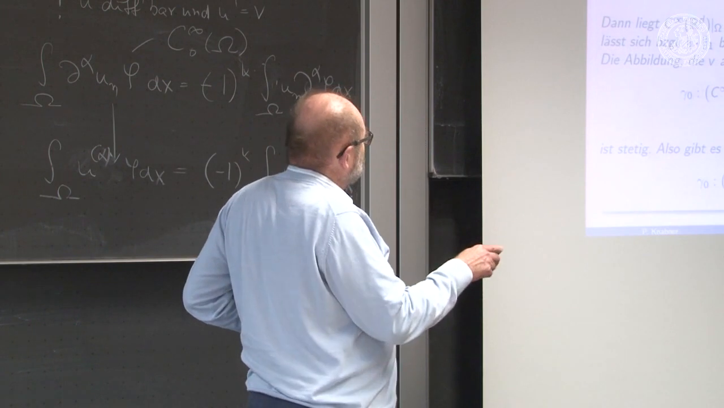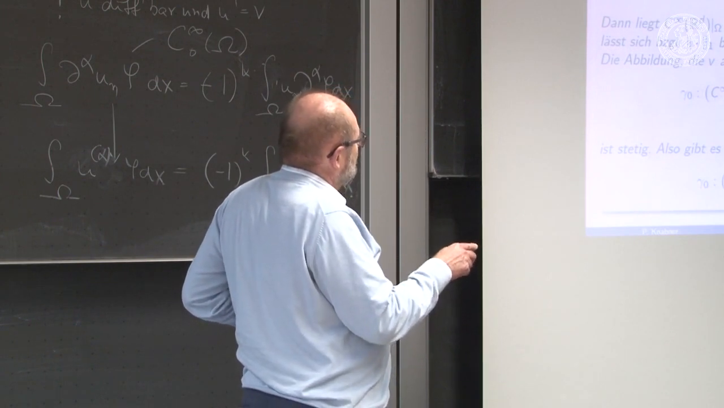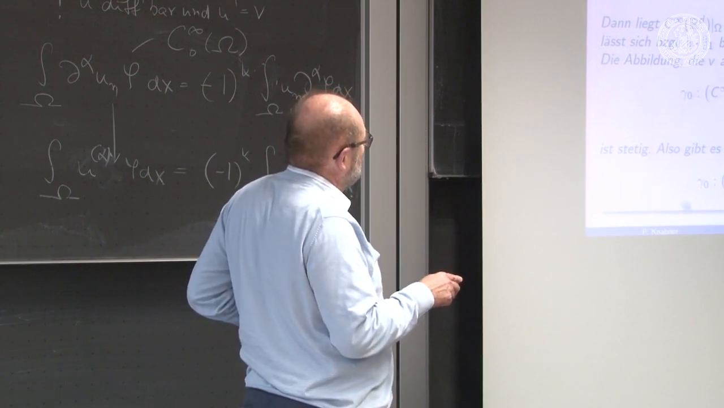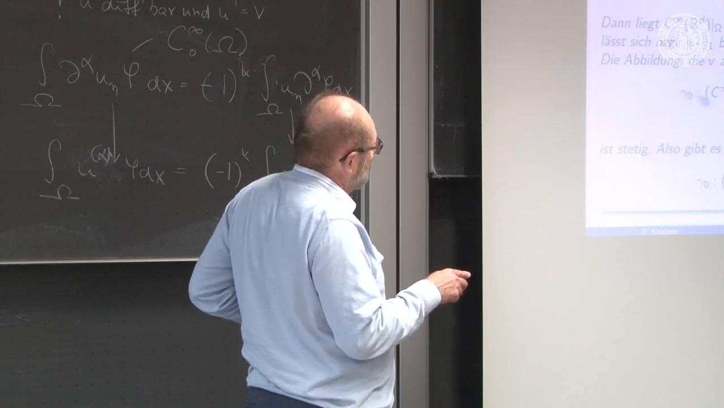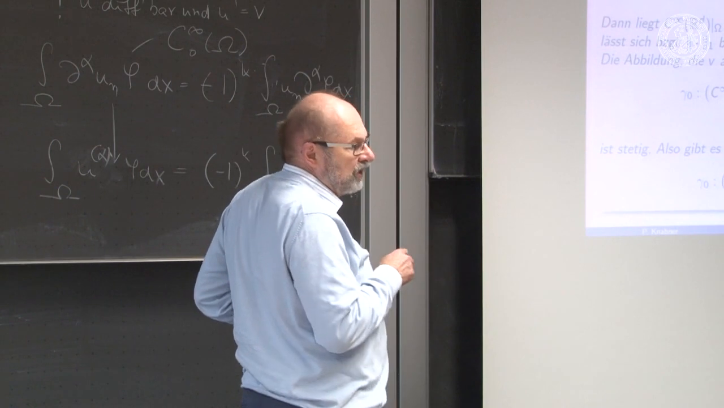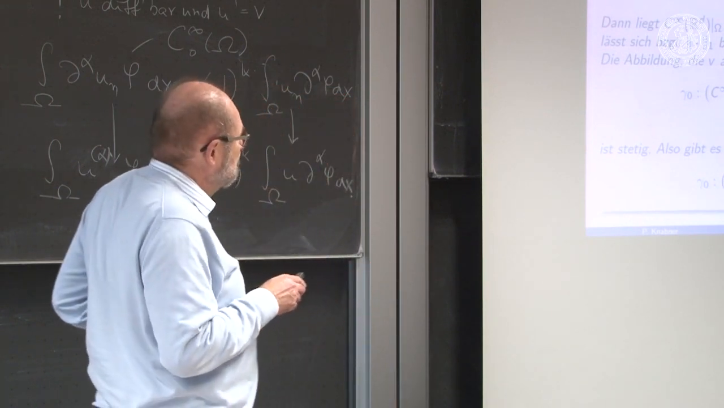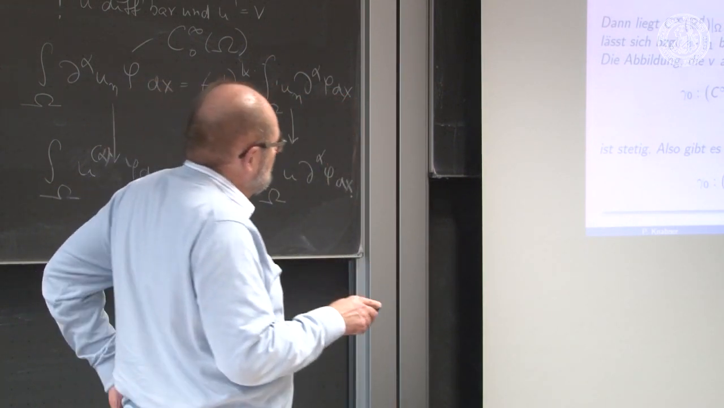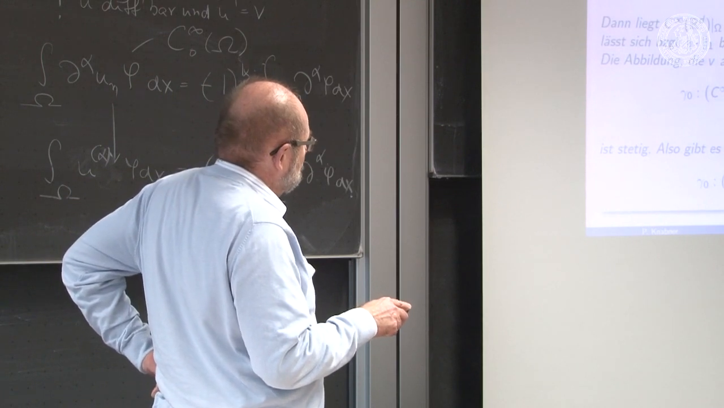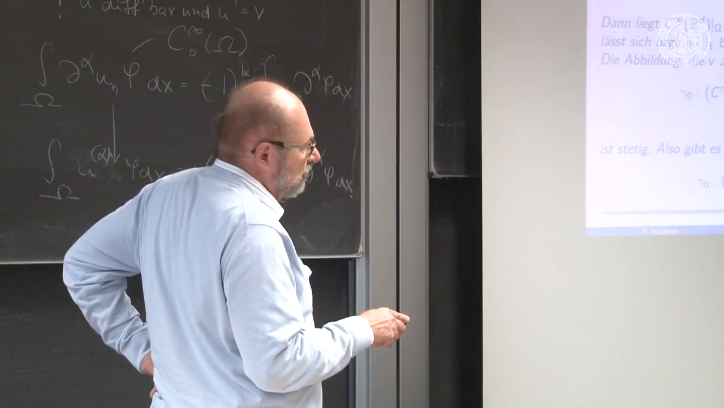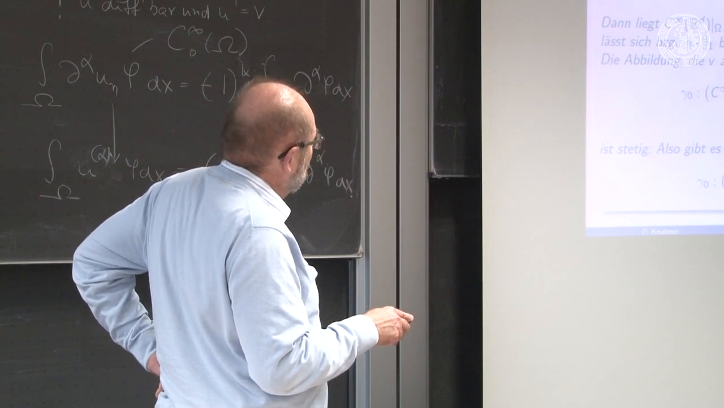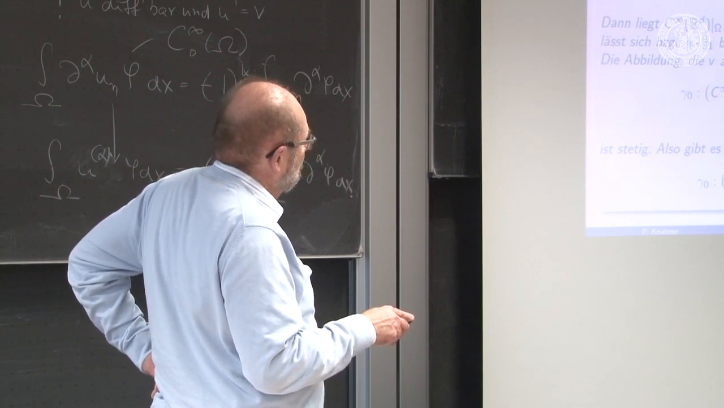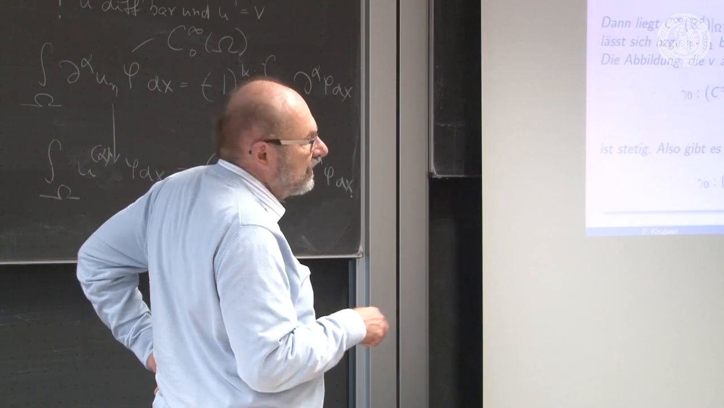And now I can use the density. The density now gives me the possibility to extend this trace operator, which is concrete for this small space of very smooth functions. I can extend in a unique fashion this trace operator to the full H1, giving me a trace for every H1 function by a continuous and linear mapping.